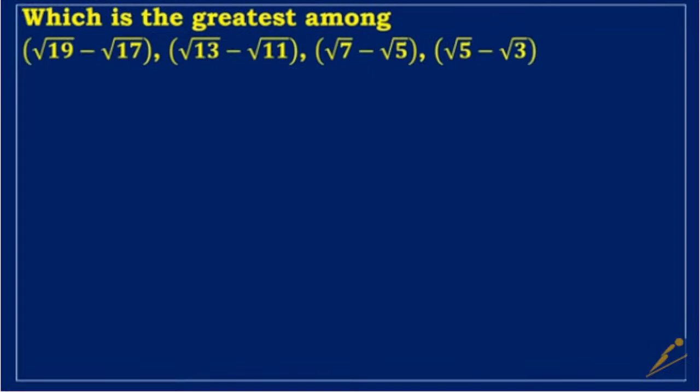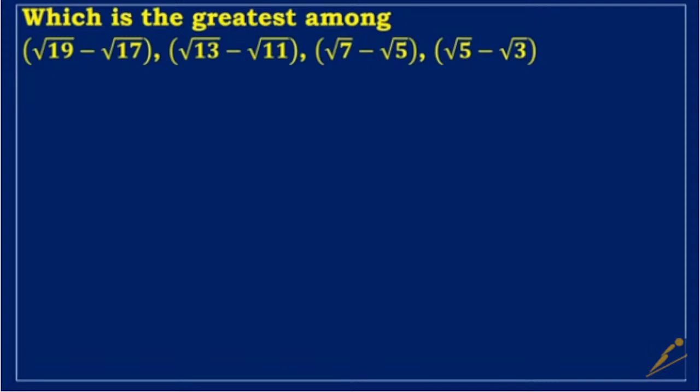Which is the greatest value among the numbers? The square root of 19 minus the square root of 17. The square root of 13 minus the square root of 11. The square root of 7 minus the square root of 5. The square root of 5 minus the square root of 3. Let us consider the first number, the square root of 19 minus the square root of 17.